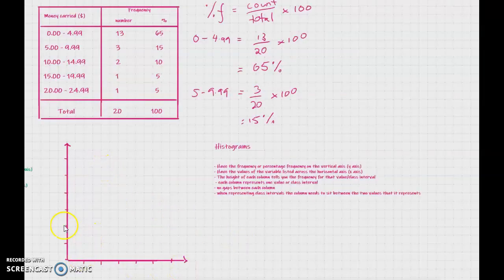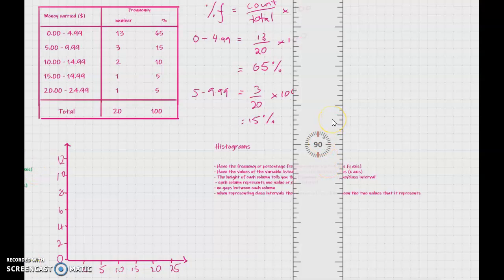So here's the axes, y-axis, x-axis. We're going to put frequency up here, and our highest frequency is 13. So I'm going to count up in 2s. Okay, so going up in twos. Along the bottom, we have to use class intervals of 5, so I'm going to count up in 5 starting at 0. So 0, 5, 10, 15, 20, and the next one would have been 25.